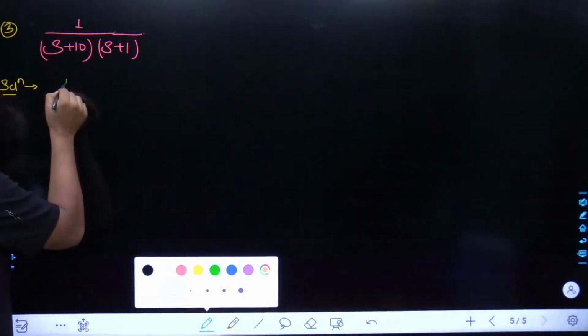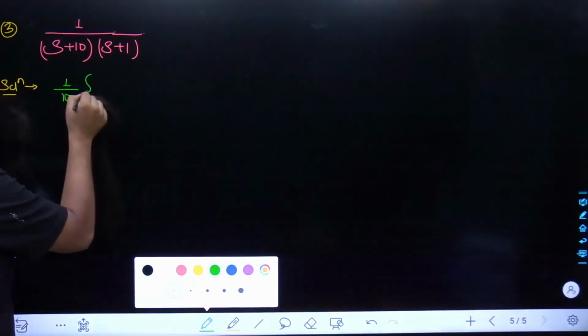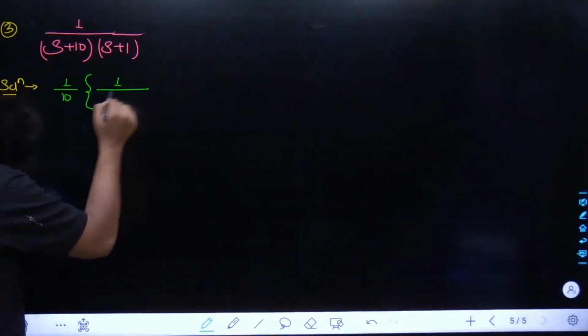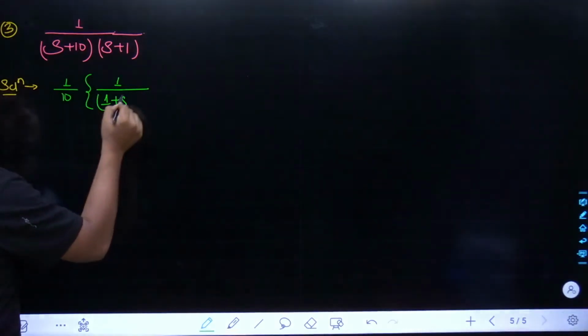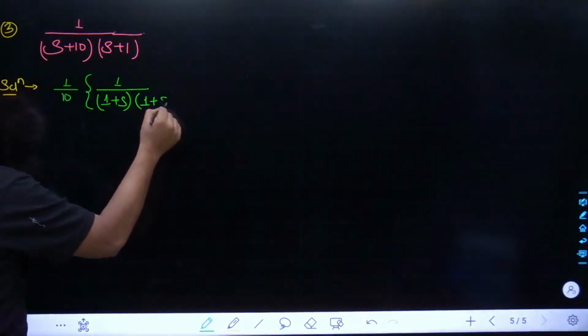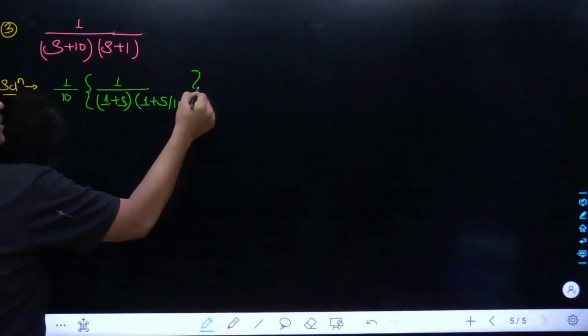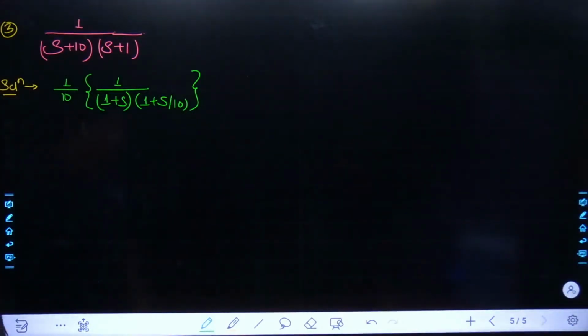What we would do, the 10 is taken common. As the 10 is taken common, the factor left out is 1 plus s divided by 10, all over 1 plus s. And now it is in the standard form.